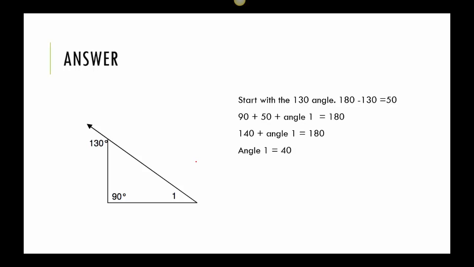All right, so let's start with looking at the answer. So same thing like before, I can figure this angle out by looking at the straight angle, and I can say that I know 180 minus 130 should give me 50, because I know these two have to add up to 180 altogether. Now that I know this one is 50, this one is 90, that adds up to 140. So I do 180 minus 140 gives me 40.